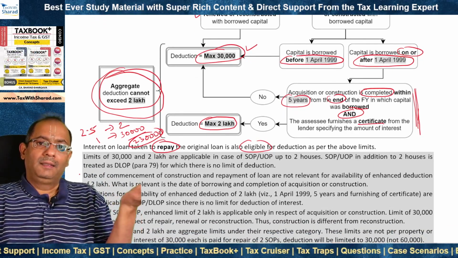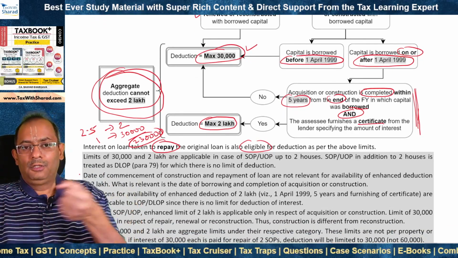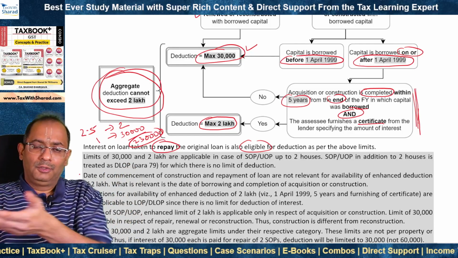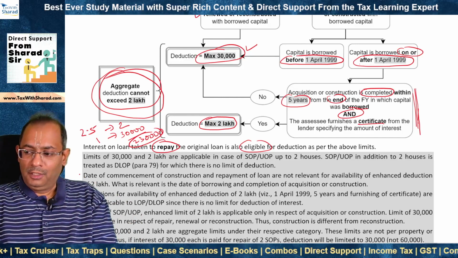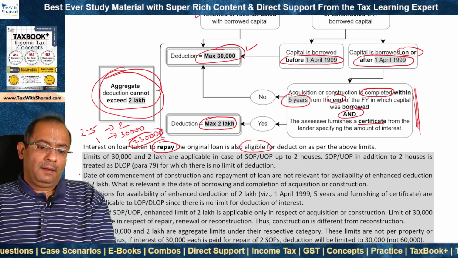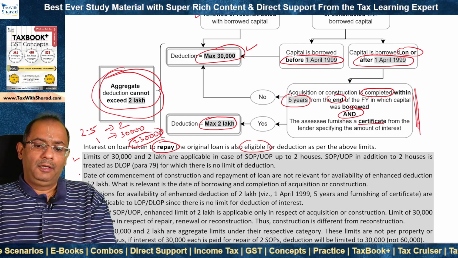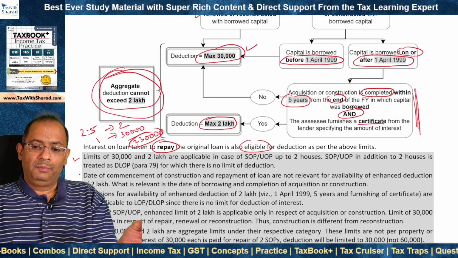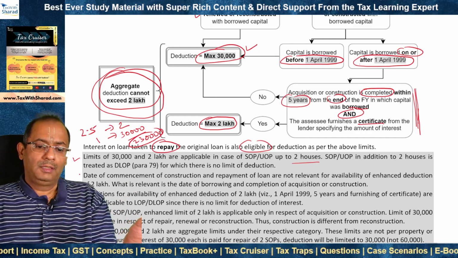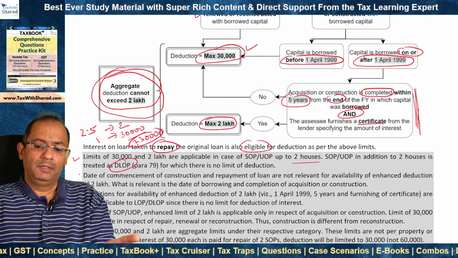The idea is that the new loan is basically an extension of the original loan. So the new loan basically replaces the original loan. That is the idea. Now limits of 30,000 and 2 lakh are applicable in case of SOP, UOP up to 2 houses. This is what we saw, and beyond 2 houses is classified as DLOP, for which there is no limit.